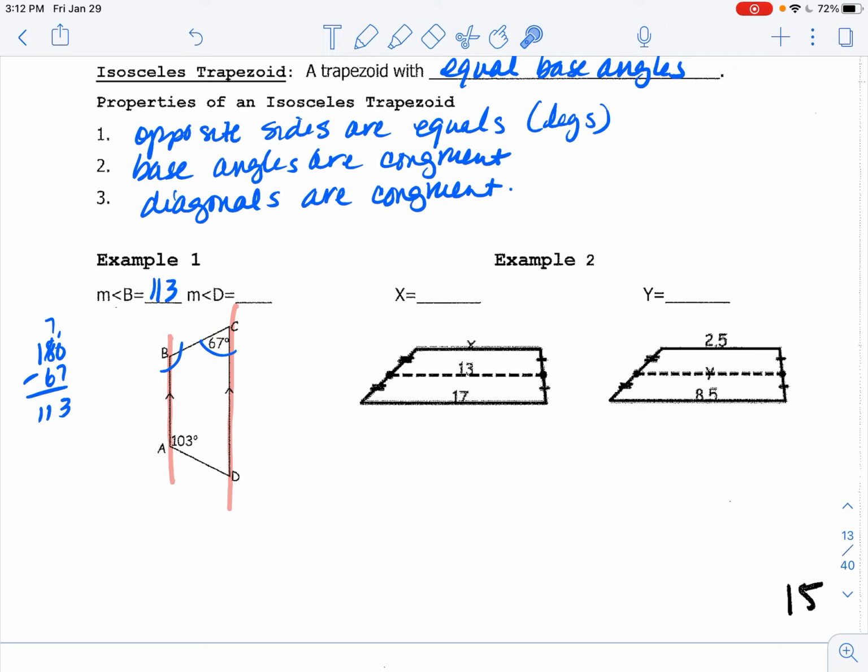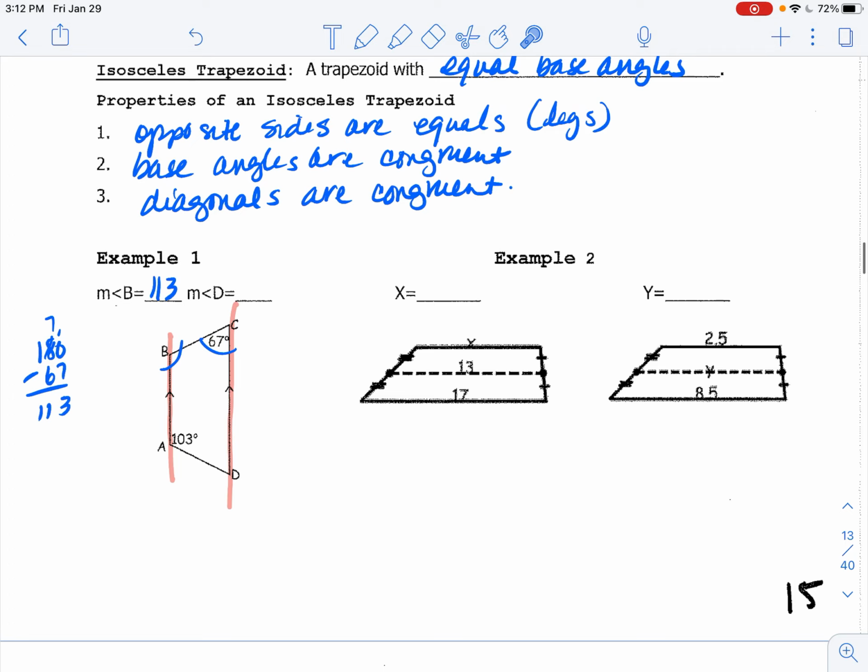Okay, so what else do we know? Let's find the measure of angle D now. I can use that same property to find the measure of angle D if I know the measure of angle A, because these two angles are also supplementary. So 180 minus 103, and what is that going to give us? 77, and that's the measure of angle D.